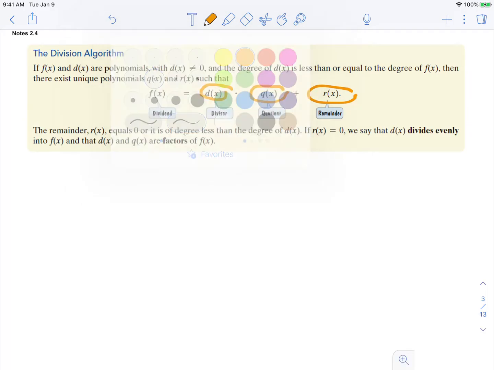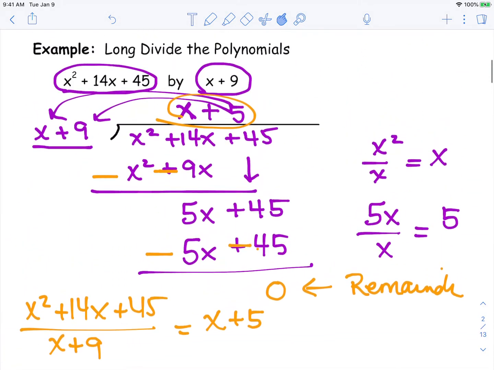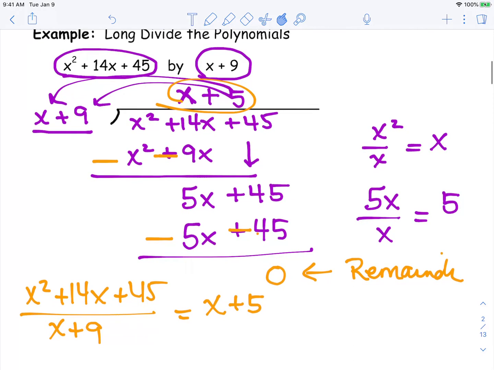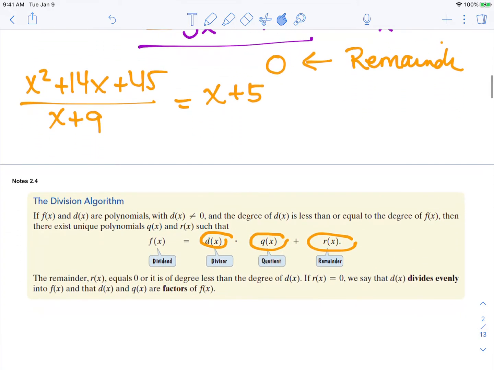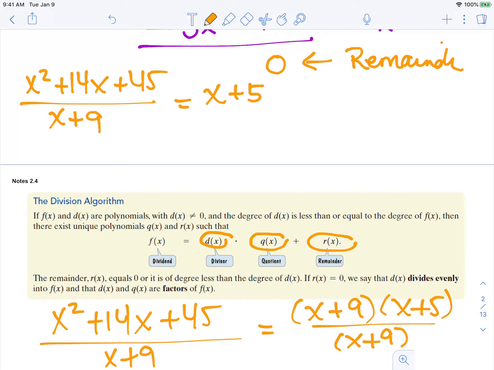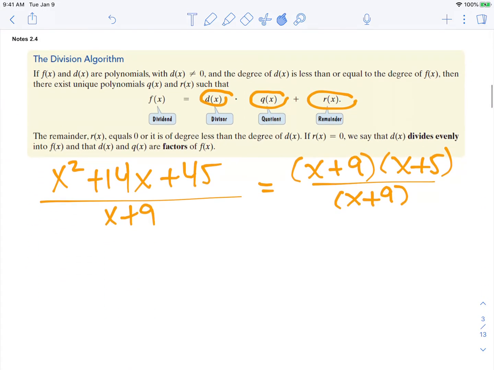Now, if when you do long division, let's say up in this first example, your remainder equals 0, that's telling you it's factorable. So if I write the problem x squared plus 14x plus 45 divided by x plus 9, let's factor the numerator. The denominator does not factor. And now what happens? These cancel out, and we're left with x plus 5.